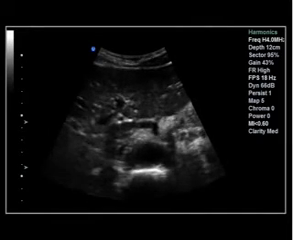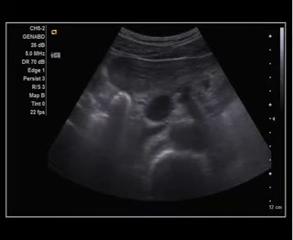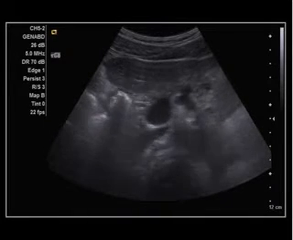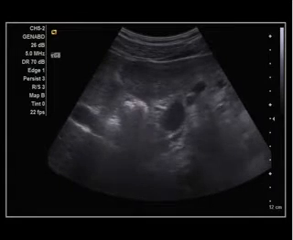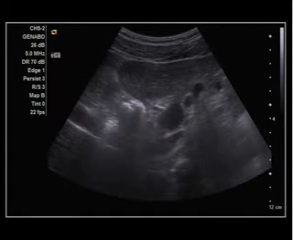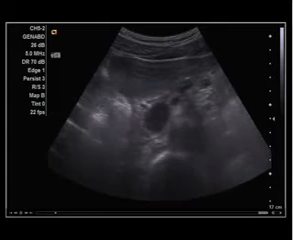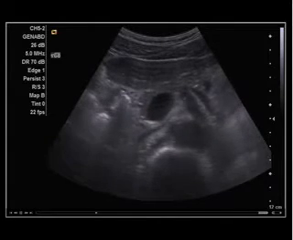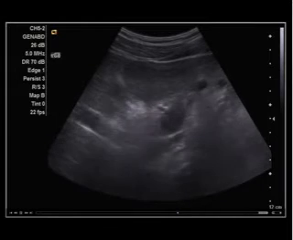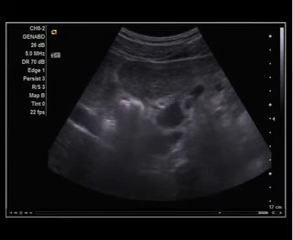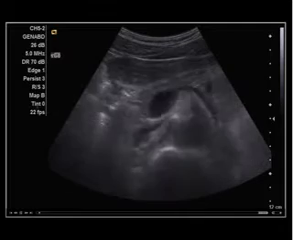Here's another example of the same finding. Take a good look at this, and we'll repeat again. So we can see the celiac right here. We can watch this hepatic artery coming across, and it's going to form that ear, portal vein, and then the common bile duct.